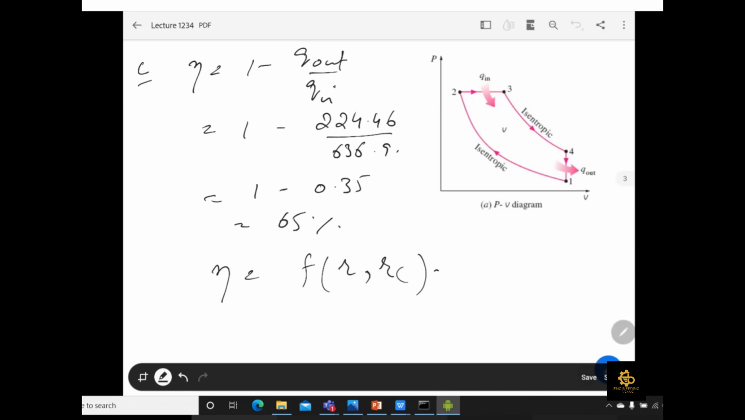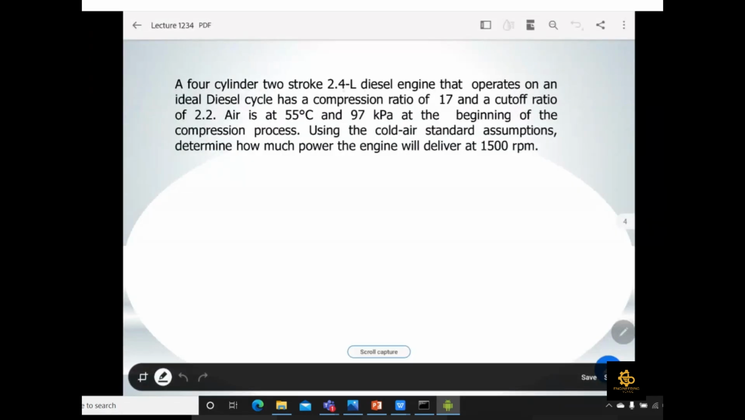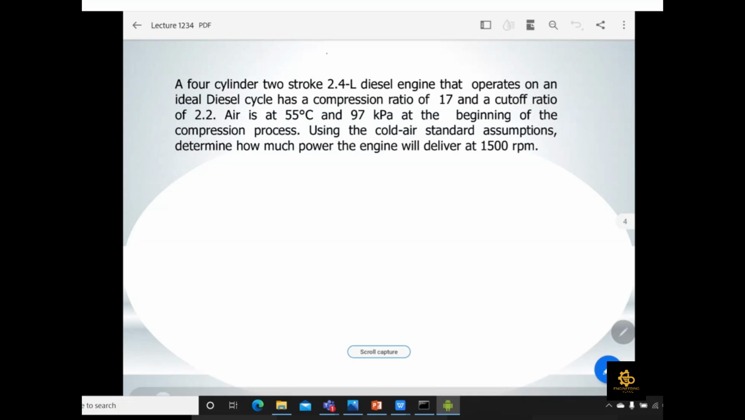Okay, so moving towards another question. It is again related to the diesel cycle. First you have to read the statement, then I will move towards the solution. A 4-cylinder 2-stroke 2.4 liter diesel engine. Whenever it is mentioned that the volume of your diesel engine is this, it means that the maximum volume, which is at V1, is 2.4 liter.